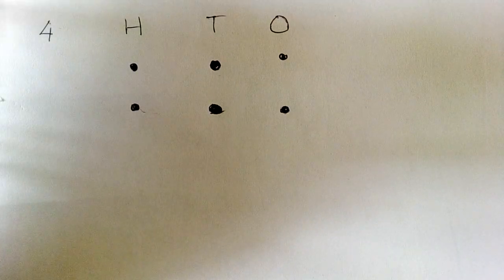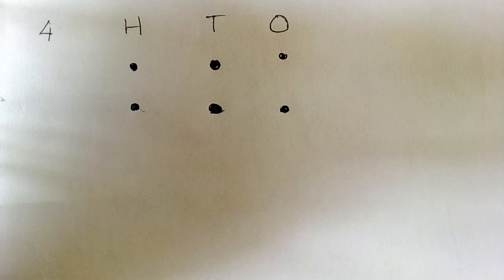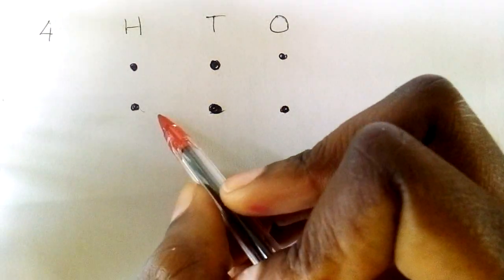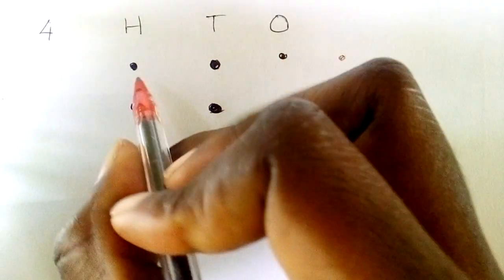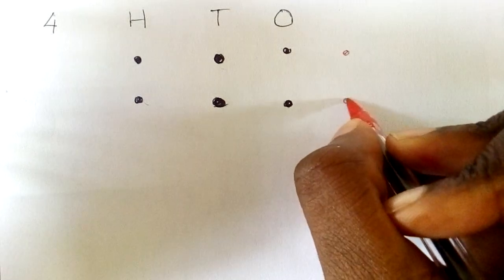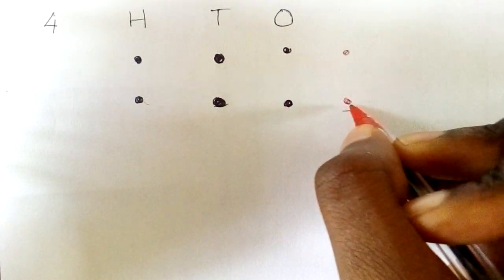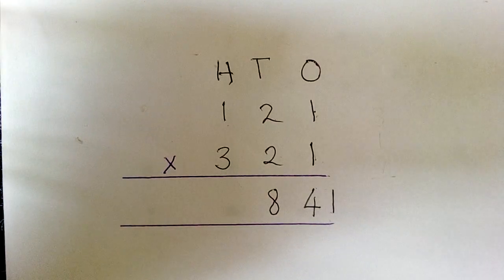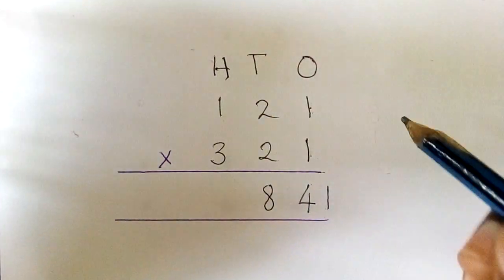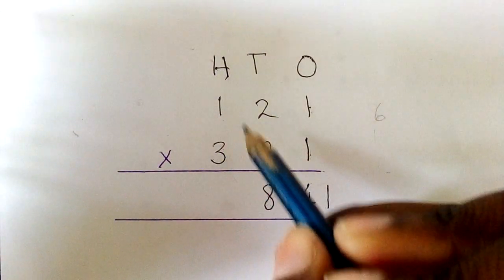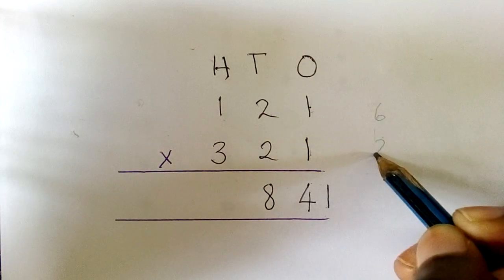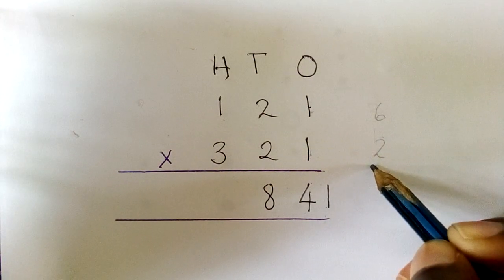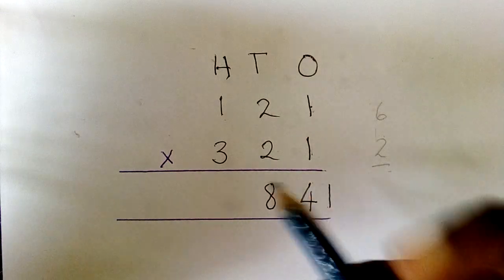Our next step is to cross multiply our hundreds and tens and add our answers. So cross multiply hundreds and tens. You write your answer. Your hundreds and tens. You write your answer and add these two numbers. Cross multiply 3 times 2, 6. 1 times 2, 2. Add those two numbers and write it here.